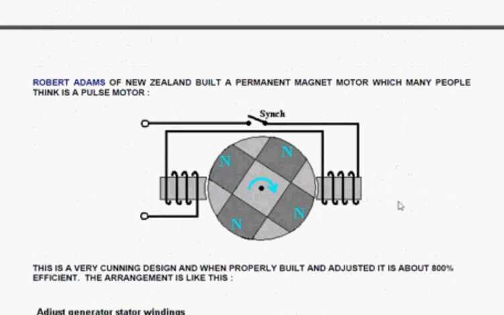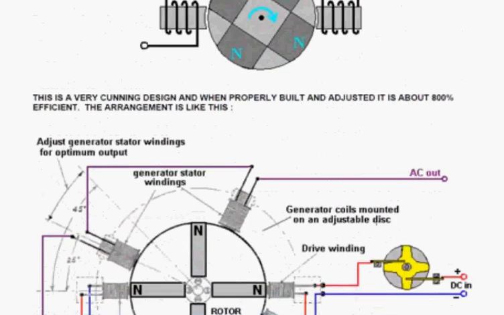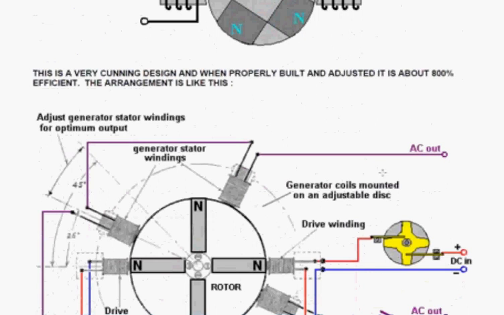Another person who has used this style of operation is Robert Adams of New Zealand. He built a permanent magnet motor, which many people think is a pulse motor, but it isn't. It's a magnet motor. It's a very subtle, cunning design. When properly built and adjusted, it's about 800% efficient. That is, you get 8 times more power out of it than you actually put into it. And we are talking electrical power here.